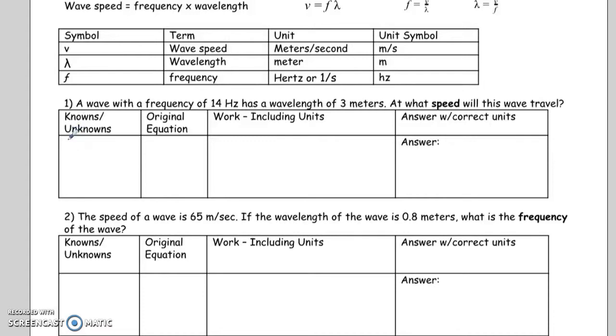Our first known is frequency, so I'm going to write F equals 14 hertz. Wavelength is 3 meters, so we're going to write wavelength 3m. And our unknown is speed, or v, so we're going to go ahead and write that. The next thing that we write is our original equation. So for this one, we're going to be calculating speed, so v equals f times lambda.